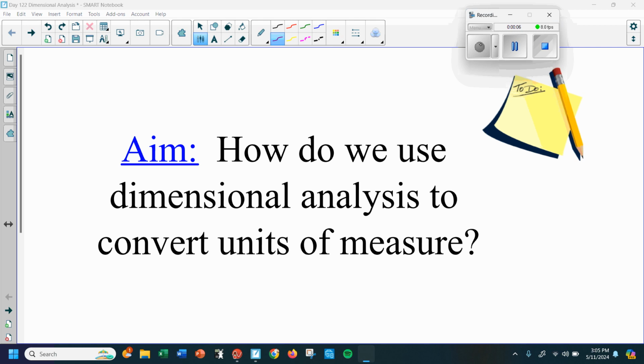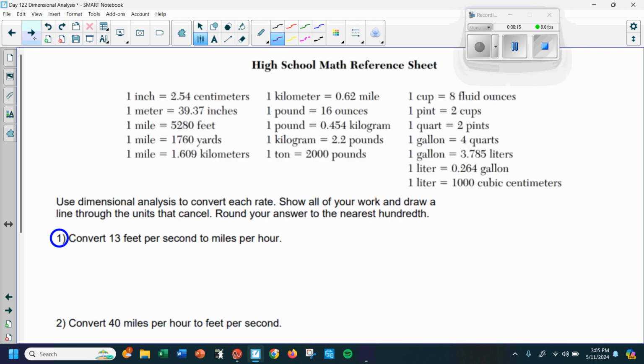Today we're going to talk about how we use dimensional analysis to convert units of measure. So let's get started with question number one. Number one says convert 13 feet per second to miles per hour.